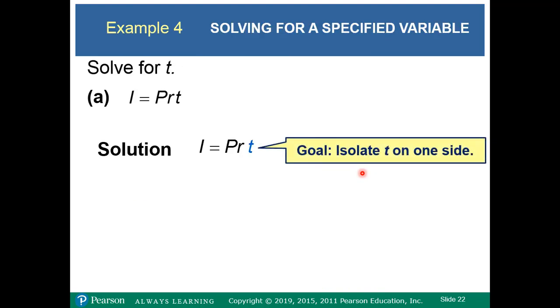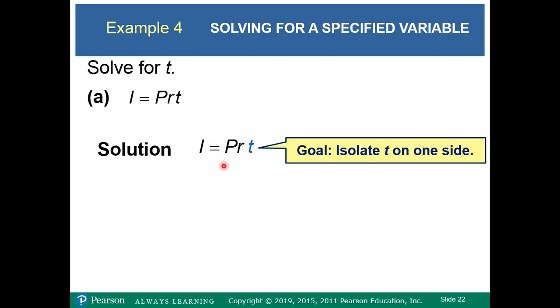So now here we want to take this formula and say, I want to solve this for t. What that means is I want to get t by itself on one side of the equal sign. So again, we're going to use our properties that we learned earlier in this video to do that. So what are we going to do? Well, we want to isolate t to one side. So how do we do that? Well, we're multiplying by p, this product here, because this is all multiplication, right? P times r times t.